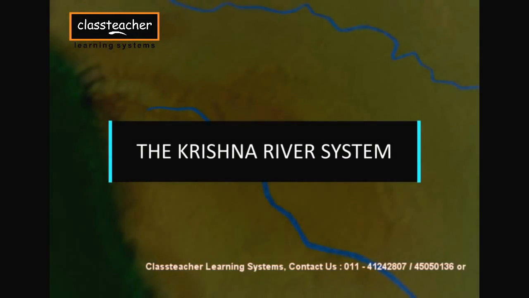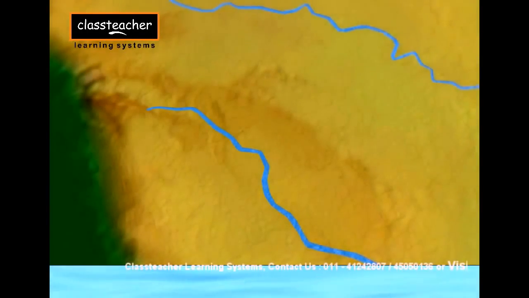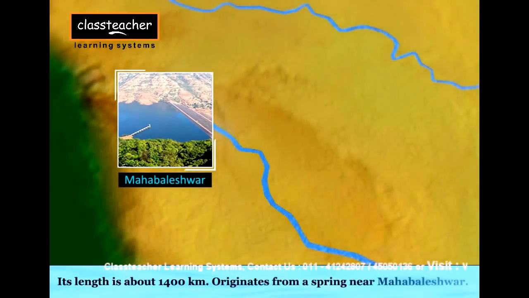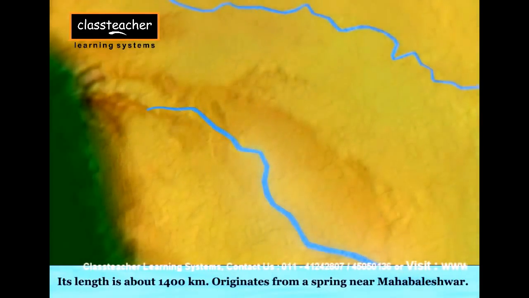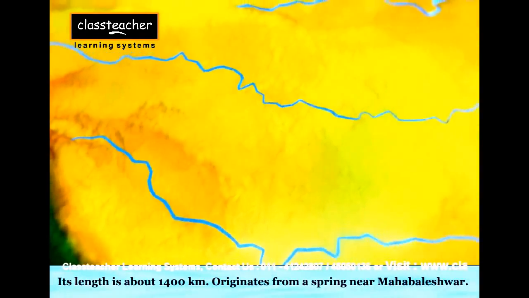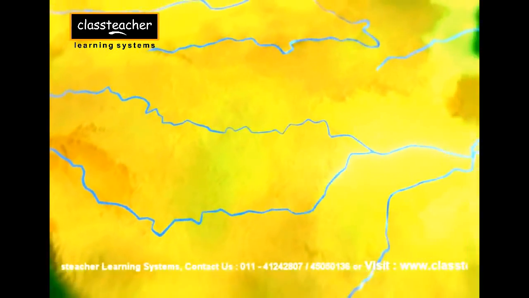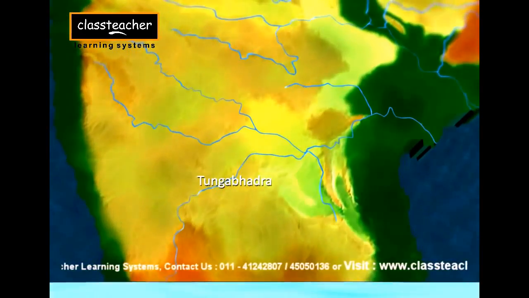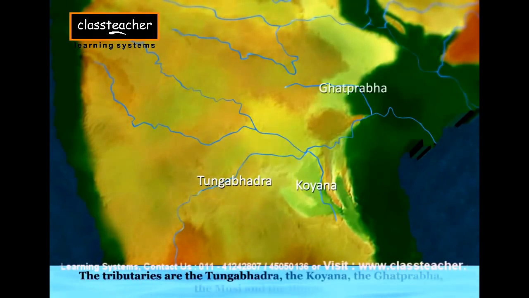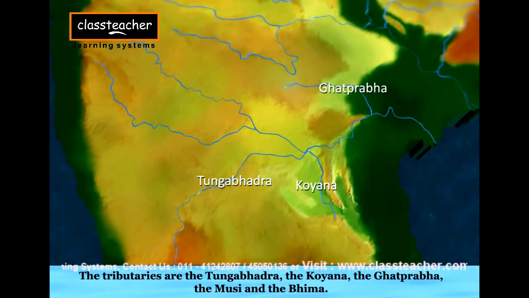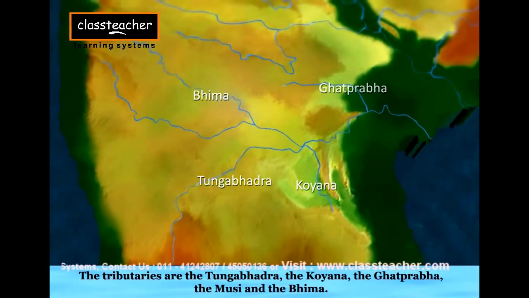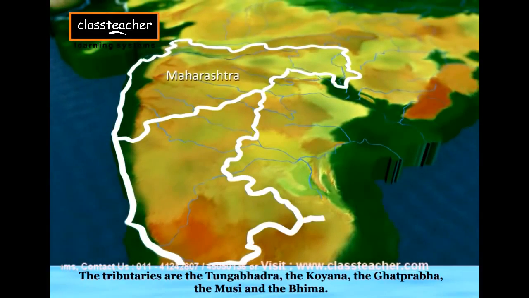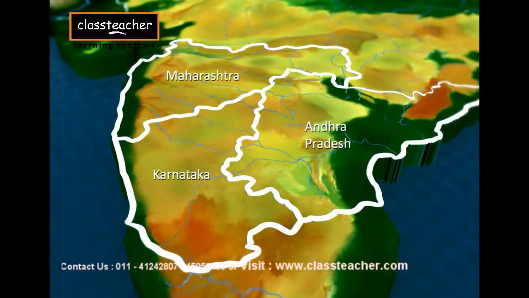The Krishna river system. The Krishna River rises from a spring near Mahabaleshwar, flows about 1,400 kilometers and reaches the Bay of Bengal. It is joined by the Tungabhadra, the Koyna, the Ghataprabha, the Musi and the Bhima. The Krishna Basin covers parts of Maharashtra, Karnataka and Andhra Pradesh.